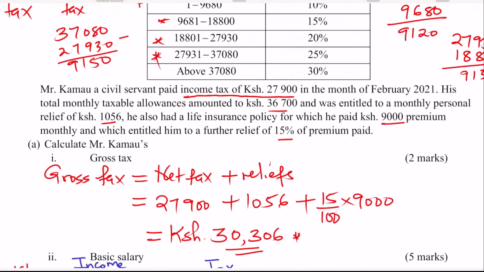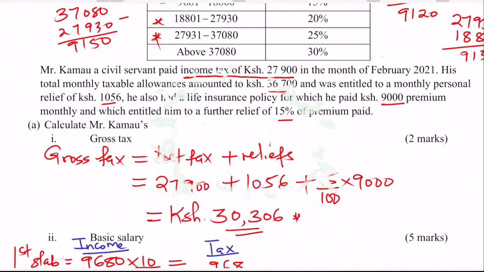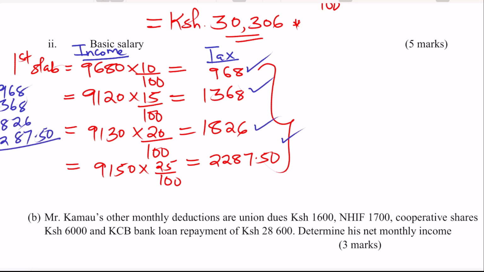So now we've gone up to the fourth slab. Any other amount that is above 37,080 will be subjected to a tax of 30%. We need to get what so far we have been able to get. We add everything here. So 968 plus 1368 plus 1826 plus 2287 and 50. So we add to get what is remaining.